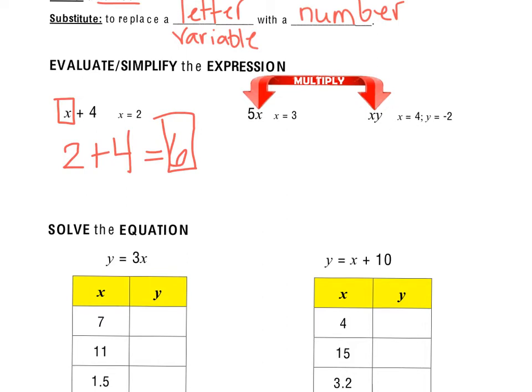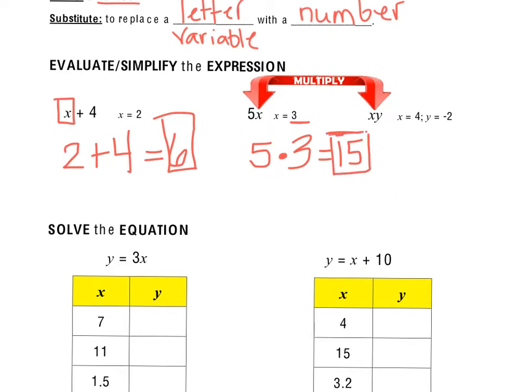Remember here, when there's nothing between the number and the variable, we are just simply multiplying. So like here, we have 5 and x. So that means 5 times whatever the value of x is. And here we're saying the value of x is 3. So we're going to do 5. Remember that floating dot means multiply. 3. And 5 times 3 equals 15.